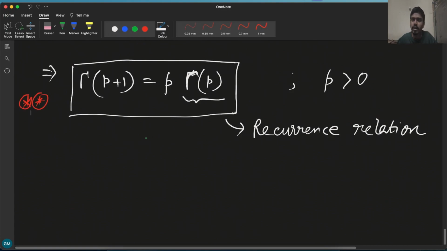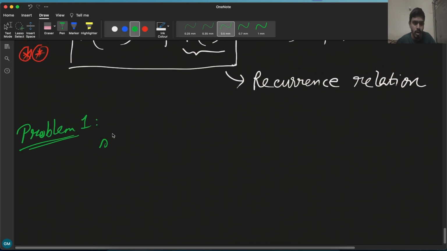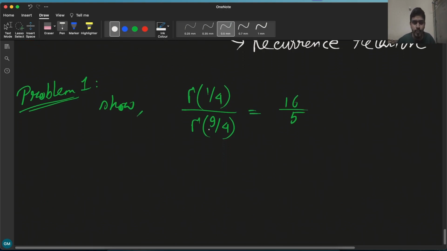And now let me show some problems. Problem one, which is basically the application of this recurrence relation. Problem 1 is, show that gamma 1 by 4 divided by gamma 9 by 4 equals 16 by 5. How do we show this? Here you can see gamma 9 by 4, right?